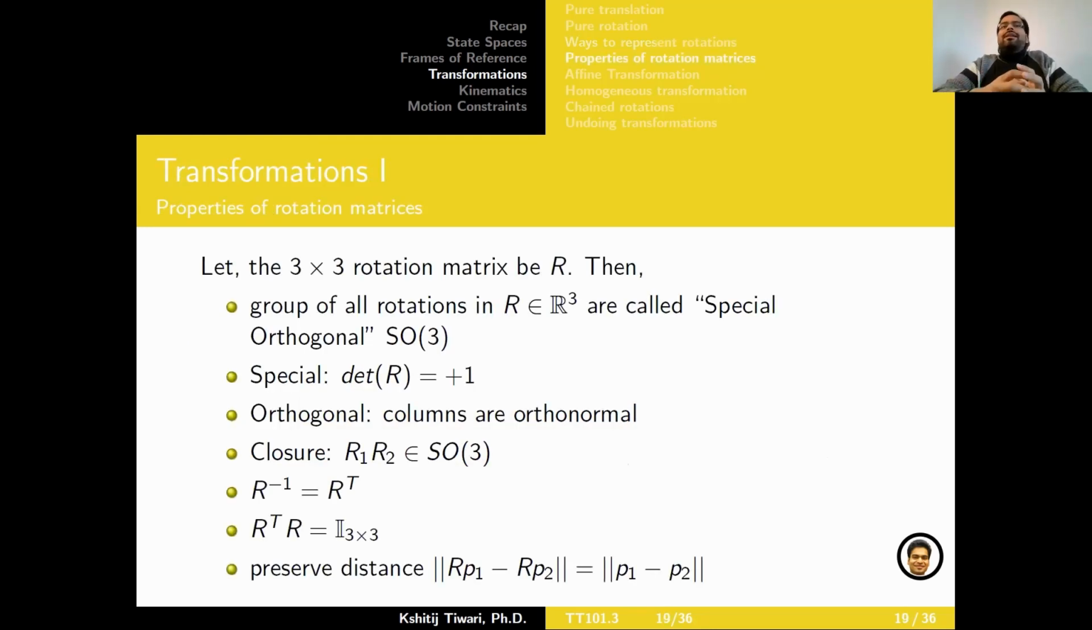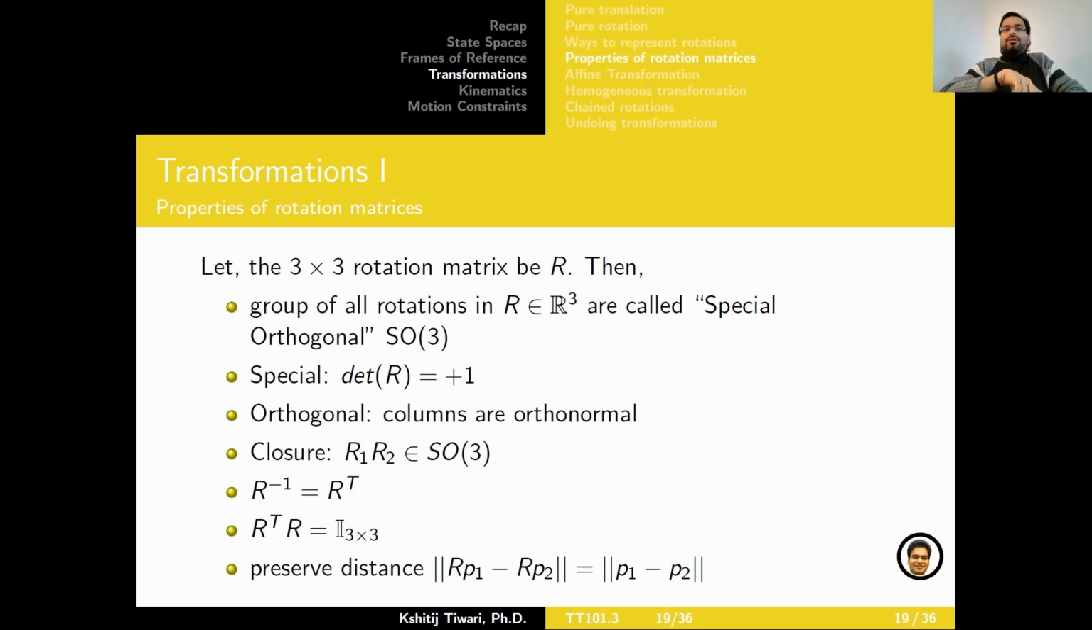Okay, so what qualifies as a rotation matrix? Not every 3x3 matrix is a rotation matrix, and there are certain properties that it needs to satisfy. First of all, the group of all rotations R, which belong to R3, is called the special orthogonal group, SO(3). It is special because the determinant of R should be equal to +1. It is orthogonal because, as you saw, when we stacked the columns, each of the columns was orthonormal, which means if you take the dot product between any two columns, it would be 0 because the axes are orthogonal. And it's orthonormal because they are unit vectors, they are already normalized. So that's why it needs to be an orthogonal matrix, or actually an orthonormal matrix.